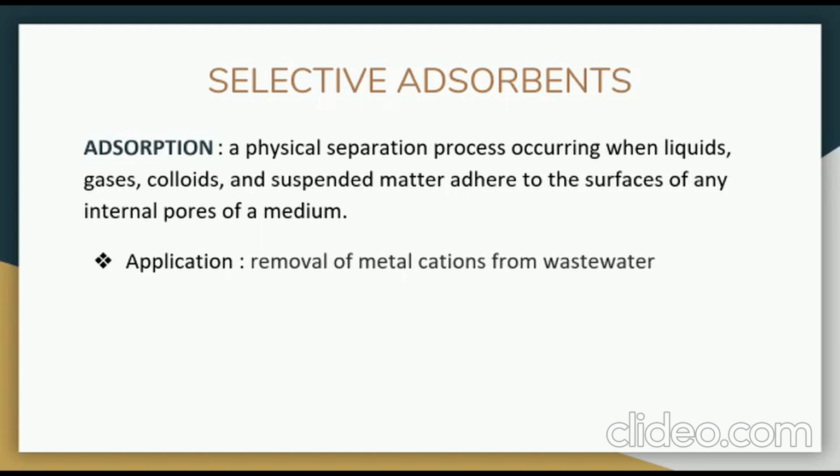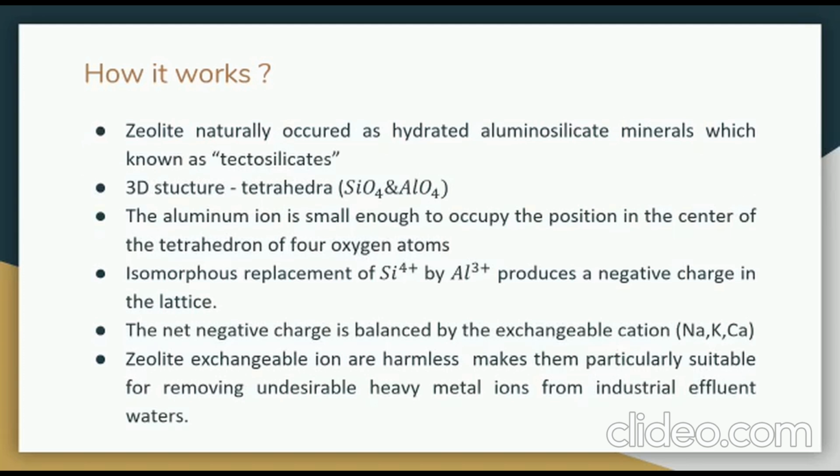For the selective adsorbents, the application that I want to stress is the removal of metal cations from waste. So how does this work? It works because zeolite naturally occurs as a hydrated aluminum silicate mineral, known as tectosilicate. It has a 3D structure of tetrahedra of silicate and aluminate. The aluminum ion is small enough to occupy the position in the center of the tetrahedron of 4 oxygen atoms. The isomorphous replacement of silicon ion by aluminum ion produces a negative charge in the lattice. The net negative charge is balanced by exchangeable cations such as sodium, potassium, calcium, and so on.